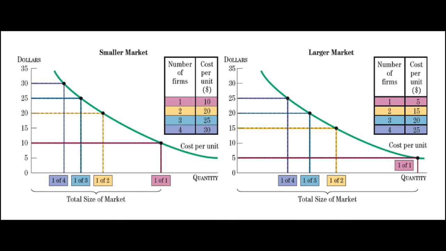This figure illustrates the relationship between the number of firms in the market and the cost of producing each unit. Comparing the graph on the left side with that on the right side of the figure, we can see that in a larger market, the cost per unit of producing a good is lower than in a small market. Another observation in the figure is that regardless of the size of the market, the cost per unit declines as the number of firms increases.